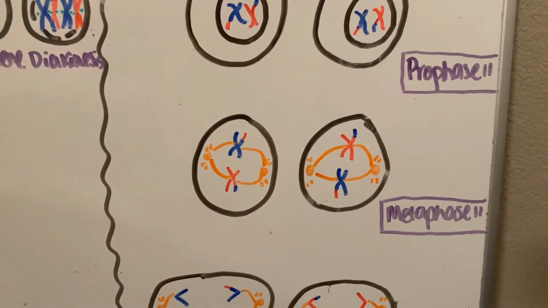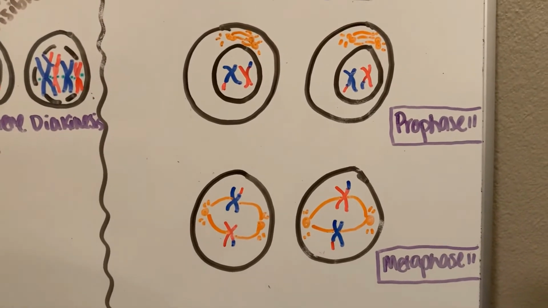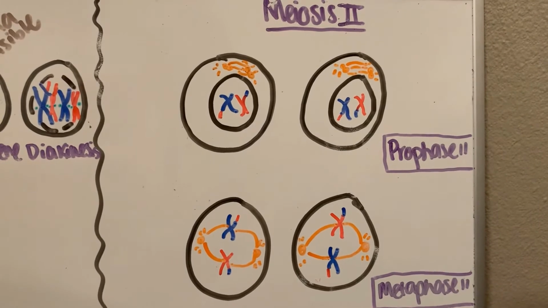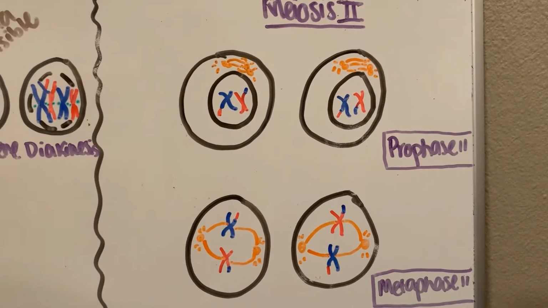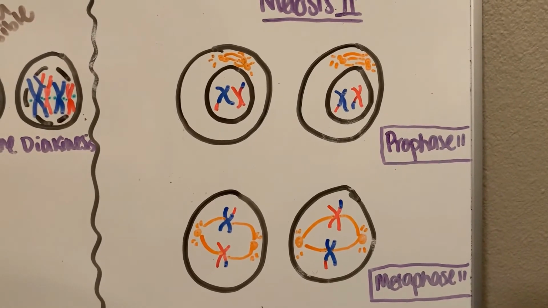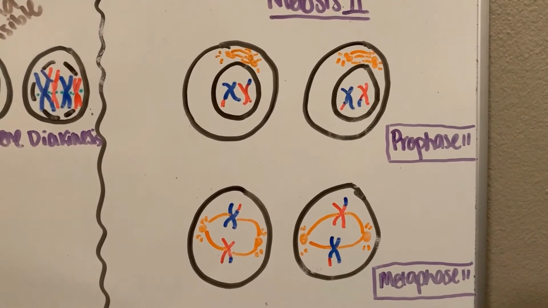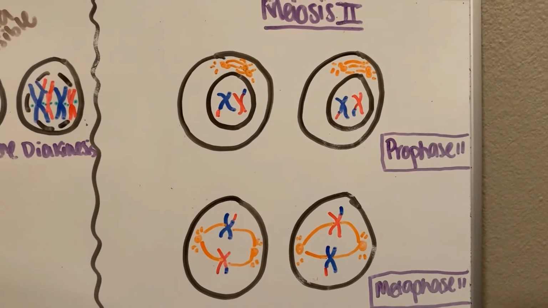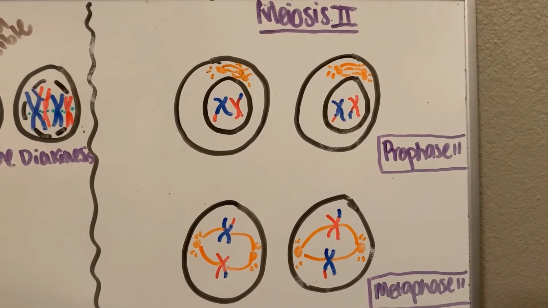And then in metaphase 2, it resembles mitotic metaphase, but it has half as many chromosomes present at the spindle equator. And the kinetochores of sister chromatids face in opposite directions, allowing sister chromatids to separate and move as new daughter chromosomes to the opposite spindle poles during anaphase 2.